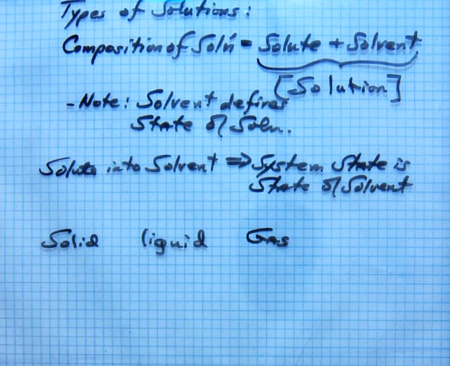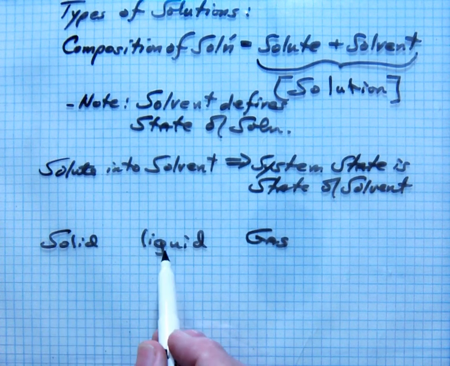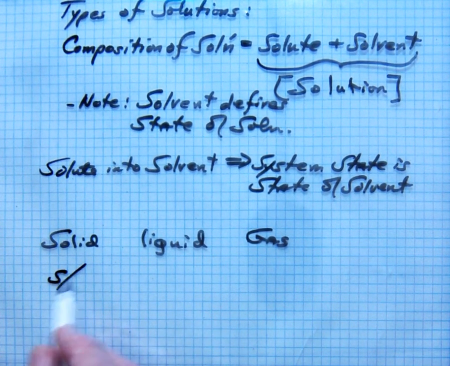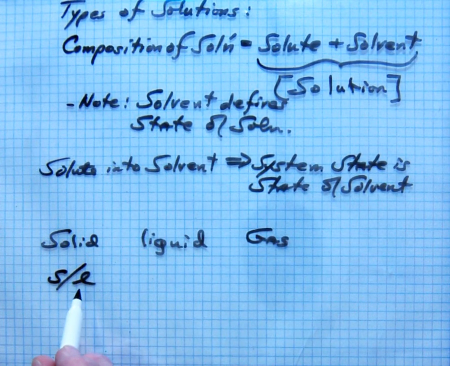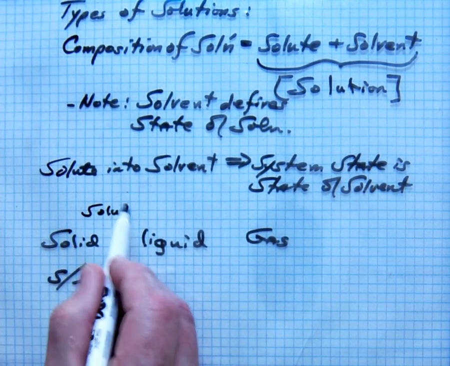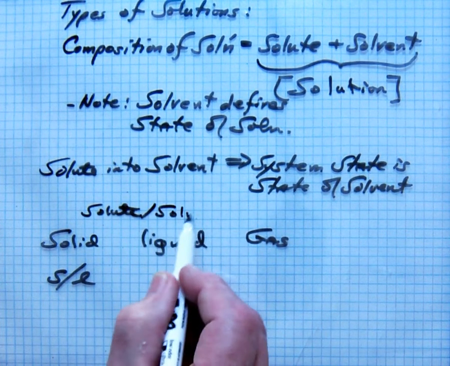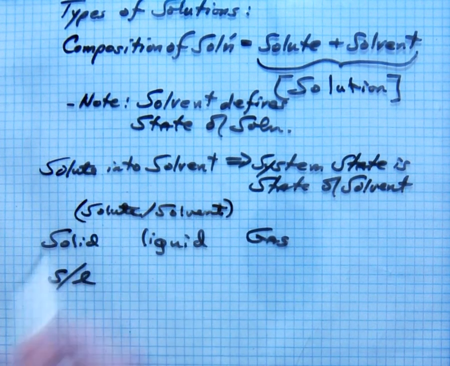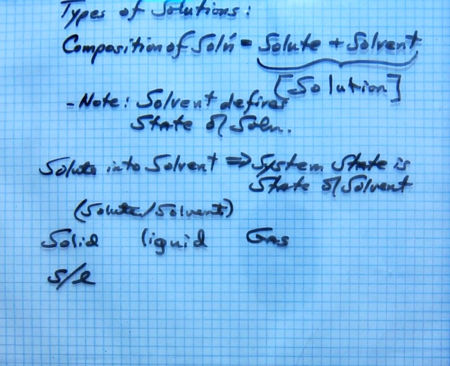So how many solutions can you make using the 3 phases right here? Well, if we say solid in a liquid, the second component will be the solvent. Let's see, solute in solvent. What I'm trying to do is show you that there are about 9 different types of solution based on the states of matter.